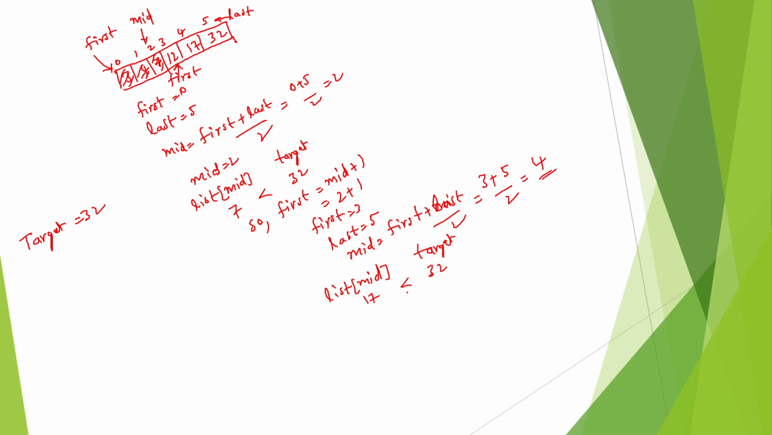Again target is greater than list of mid. So what do we have to do? We change first equals to first plus mid... first equals to mid plus 0... mid plus 1, sorry. First equals to mid plus 1.